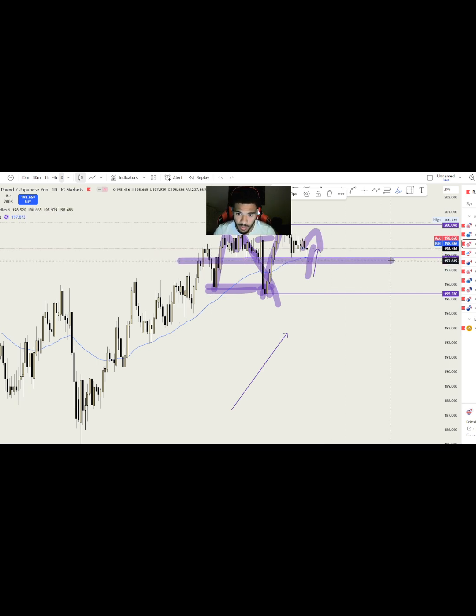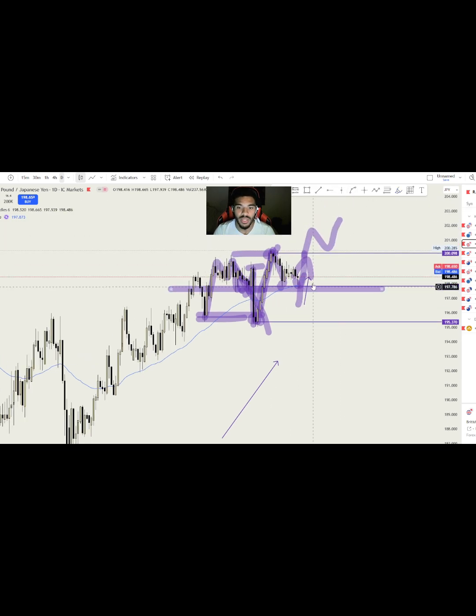As you can see, there's a little bit of support here. Wick. The only reason we broke this level is because we had news which pushed straight down, but after news, what do? We come straight back up and broke it again. So wick again, rejection here, wick again, rejection here. So it only makes sense that price is going to look to continue to go up, potentially breaking this level and blah blah blah. So next week I might look for a long on GBP JPY, probably around this area.